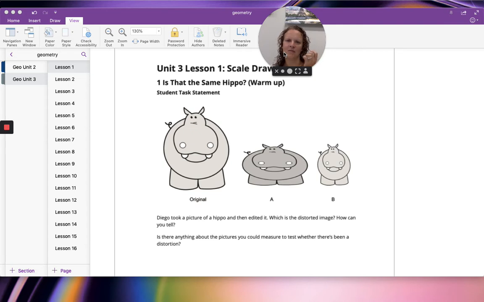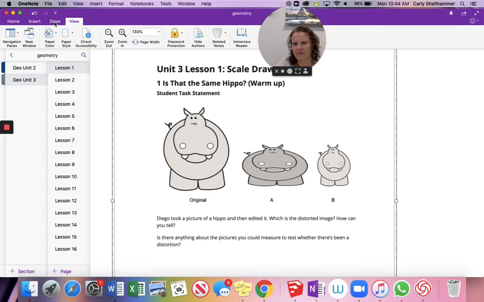Let's start out with this warm-up. Is that the same hippo? So we have an original hippo, and then A, and then B. Diego took a picture of a hippo and then edited it. Which is the distorted image? All right, that's important. Distorted.